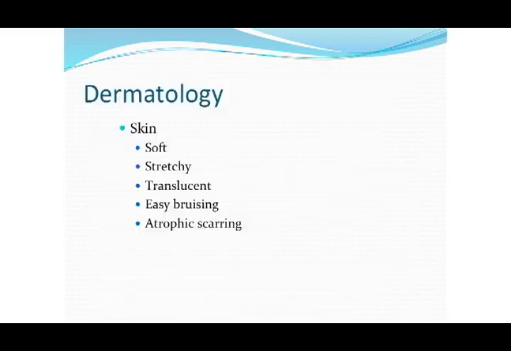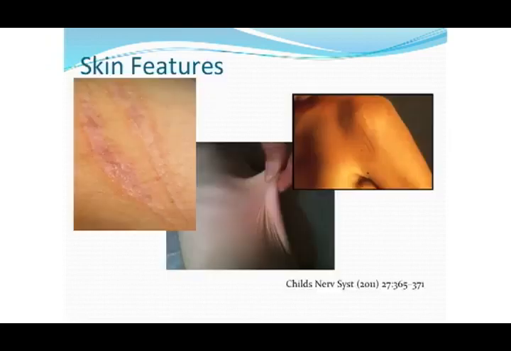Now, in the skin department, we look at skin that is soft, it's stretchy, it's translucent, we can see the veins through it very easily, we see easy bruising and atrophic scarring. And just to illustrate some of these features, this is the atrophic scarring, stretchy skin, and striae.